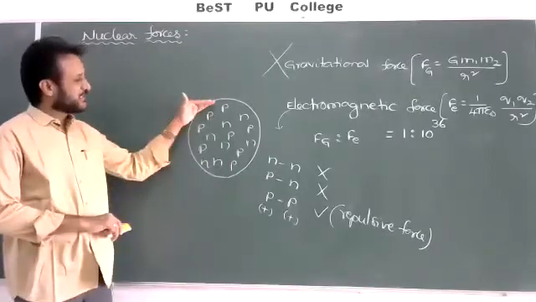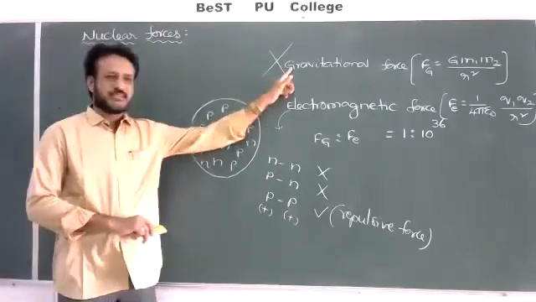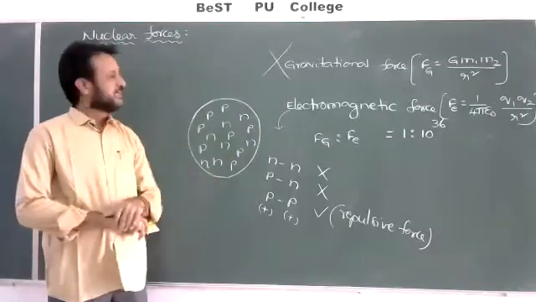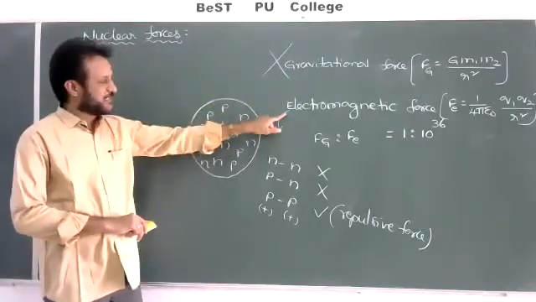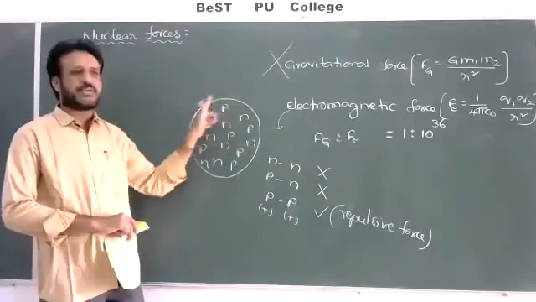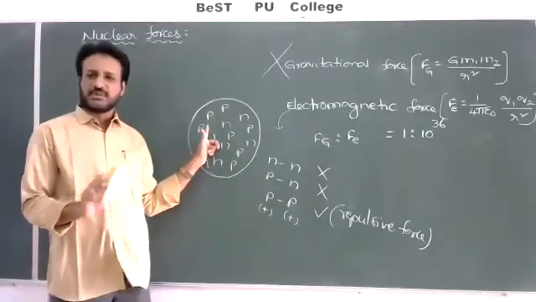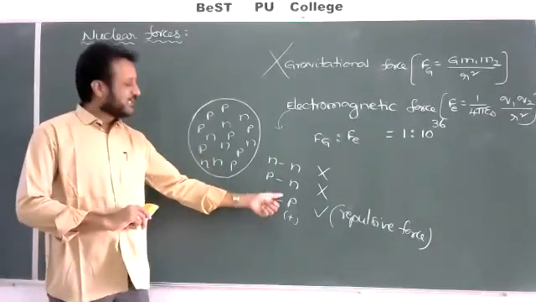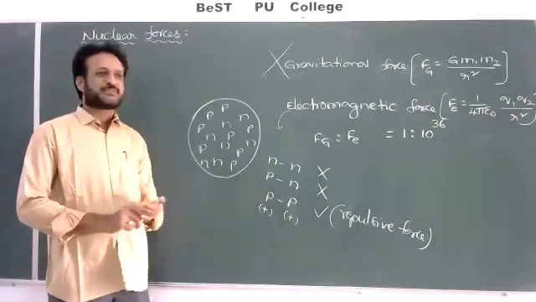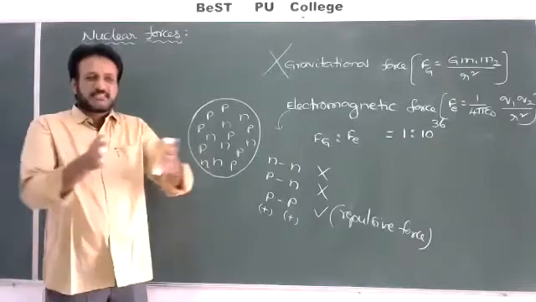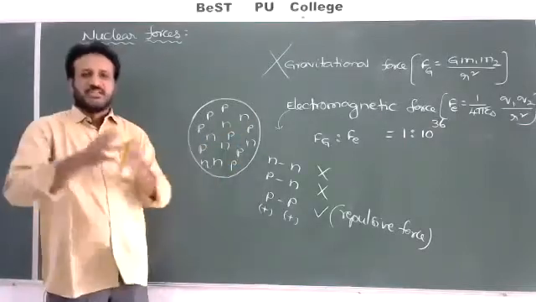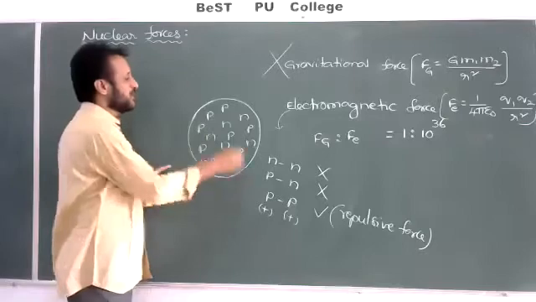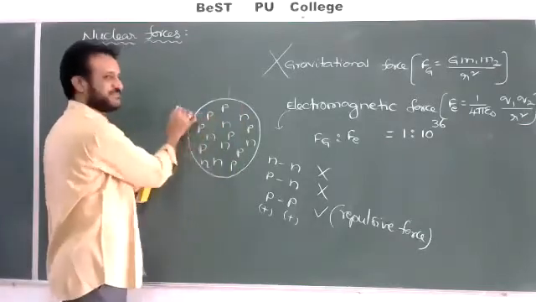According to the general view, inside the nucleus there are protons and neutrons. Among them there will be gravitational force, but it is negligible, we can neglect. And there is electromagnetic force, acting only between the protons, not between the neutron and the proton. So it is a repulsive force. What is the function of the repulsive force? It will push all the protons away, aside, because of repulsion. So because of this repulsive force, the protons should come outside.